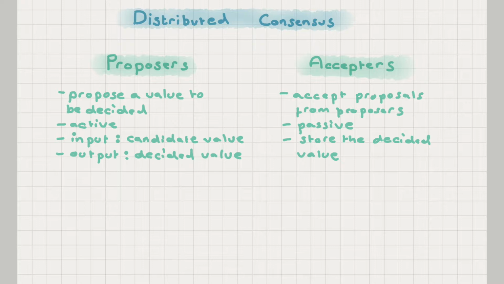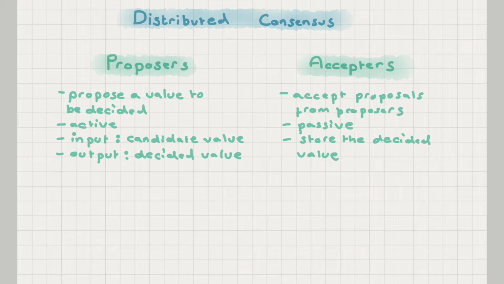So if the proposer is lucky, the candidate value which is put in will be the same as the output, be the same as the decided value that's outputted at the end. However, this isn't necessarily the case. So for example, if a proposer had already written a value and a decision had already been made, then the proposer will find out a different decided value from the one that it's proposing. The role of the acceptors in the system then is just to basically store this decided value.